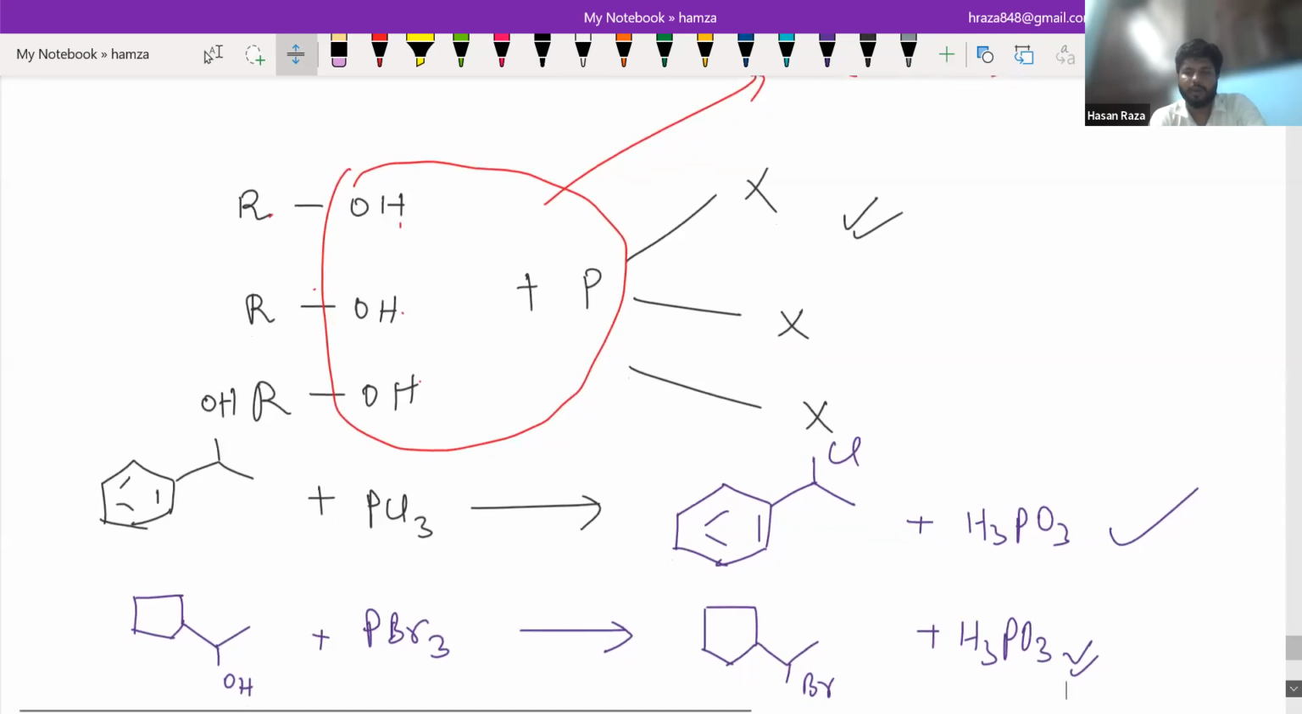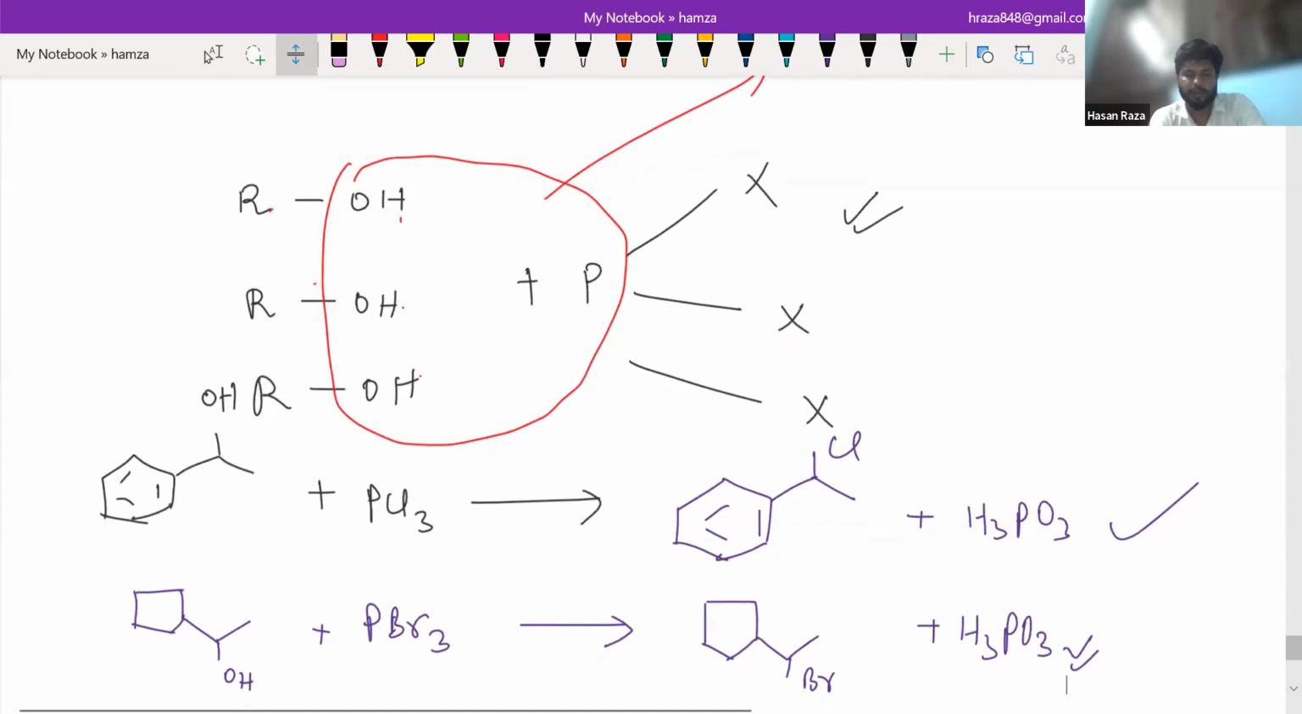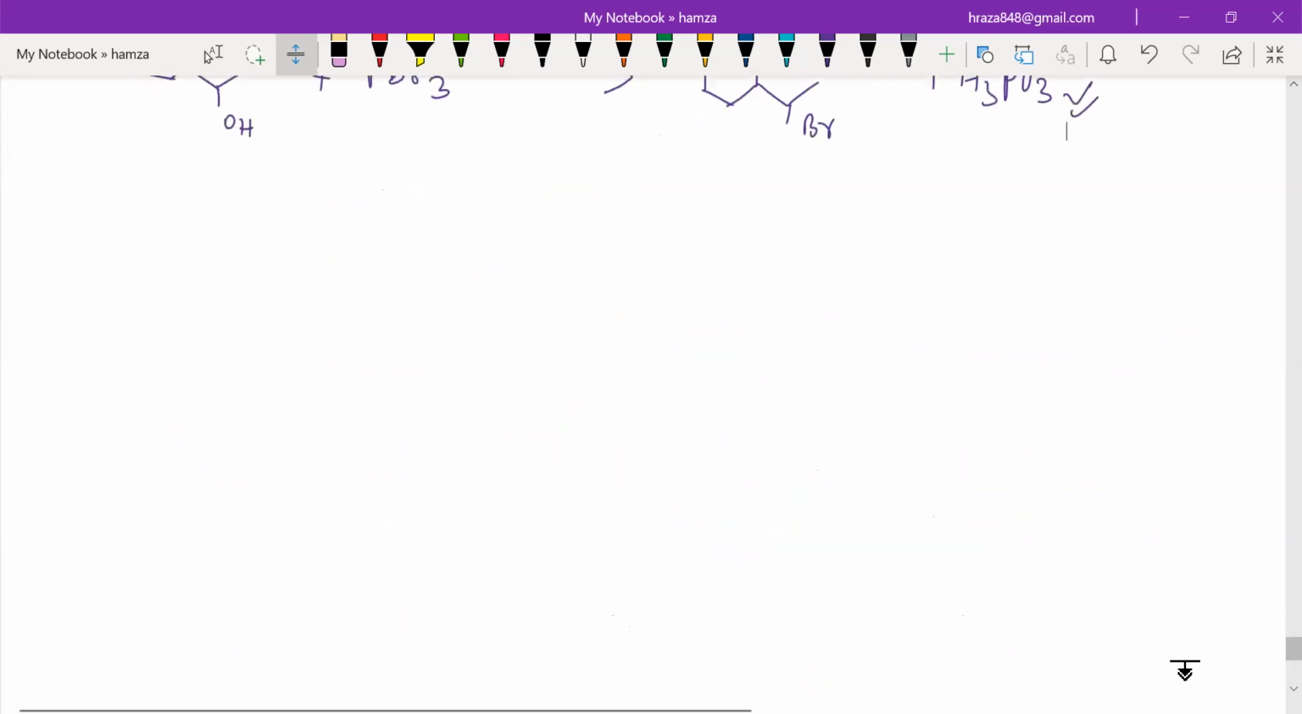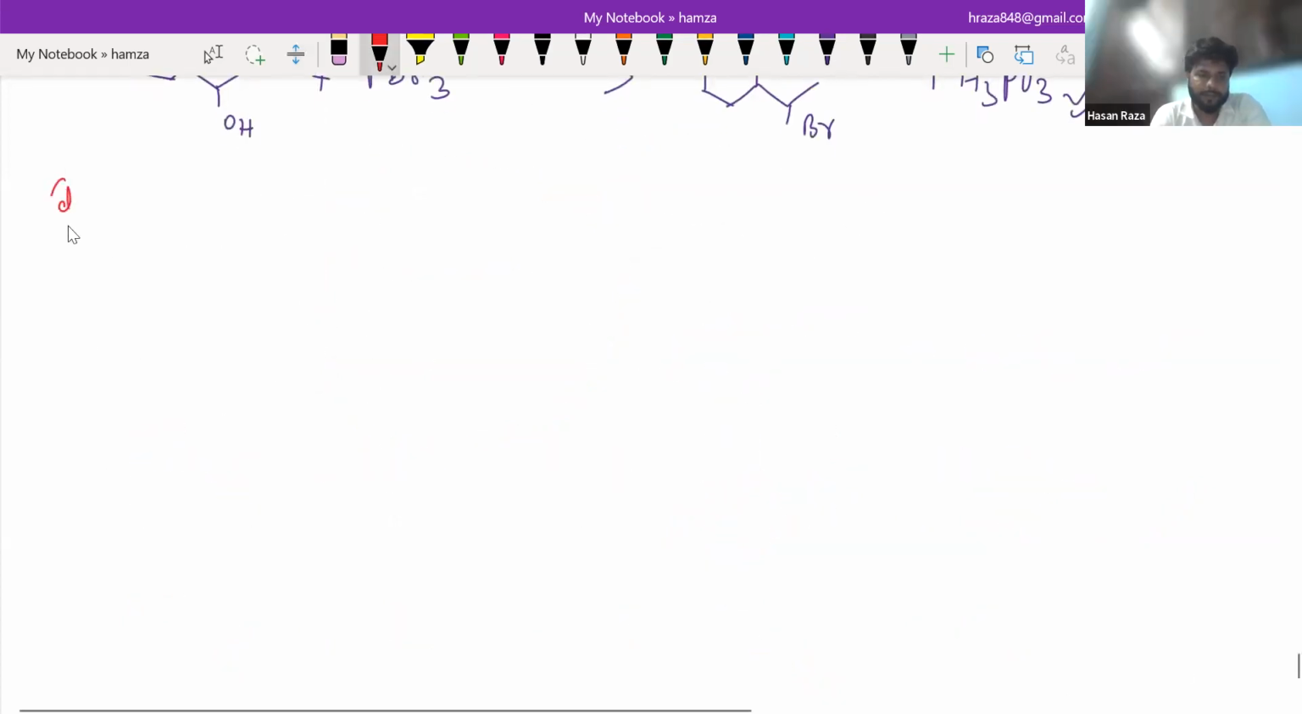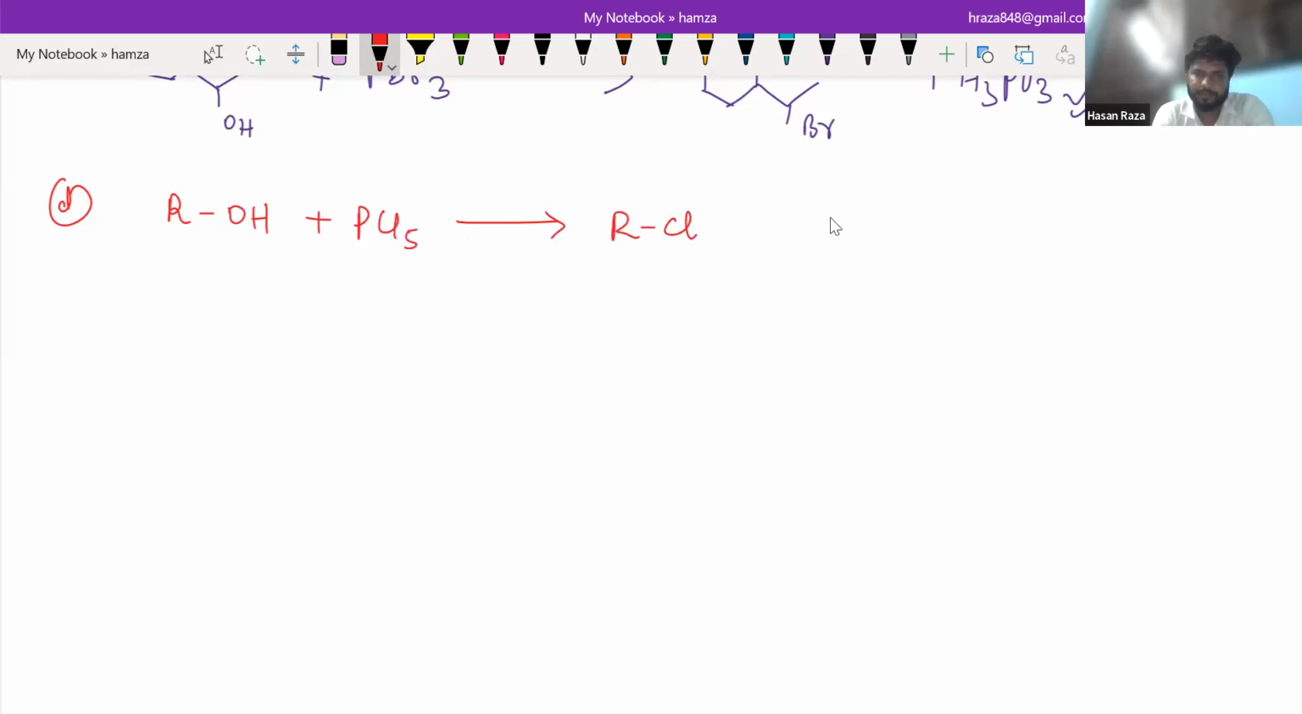Please let me know when everyone is done with this. Hamza, are you done with this? Yes, sir. Okay. Now the D part is basically ROH alcohol reacting with PCl5, phosphorus pentachloride. Then see, again replace this OH with Cl and there will be POCl3 along with HCl.